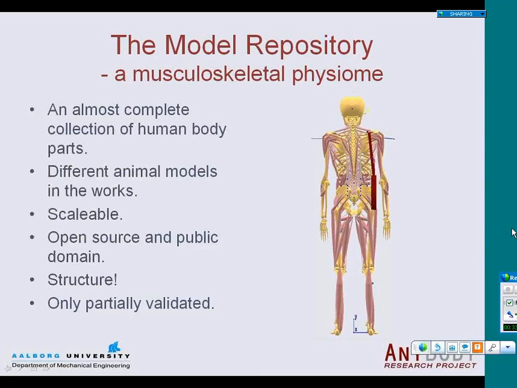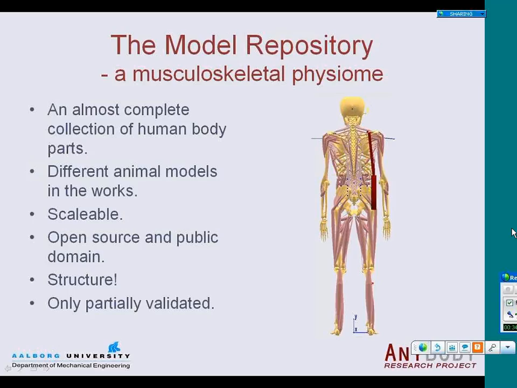There's also work going on developing different animal models, and those will also be a part of the repository in the time to come. We have come up with a way of making the model scalable. We actually have built scaling into the model, so you can scale the same model to become small or large people, or males or females, or tall and thin people, or short and squat people. You can scale it in every dimension, and you can scale it on an overall level, and you can scale it on a segment level.